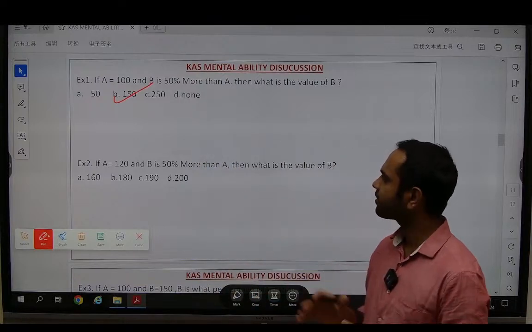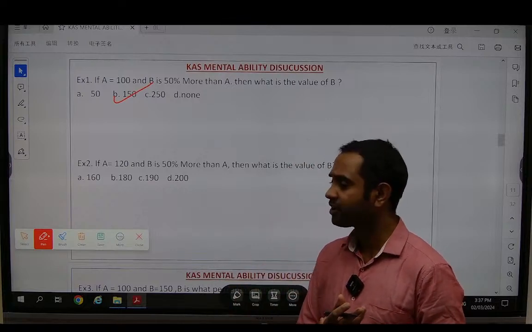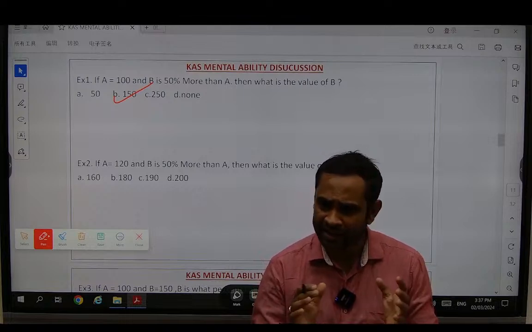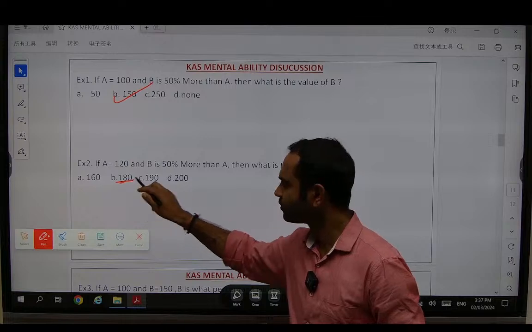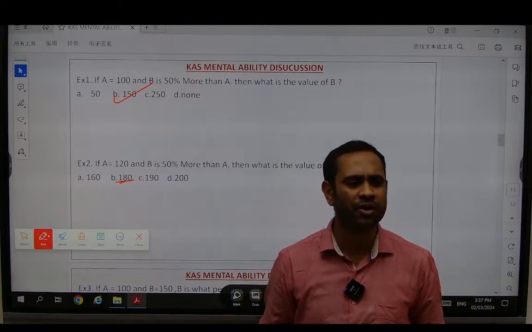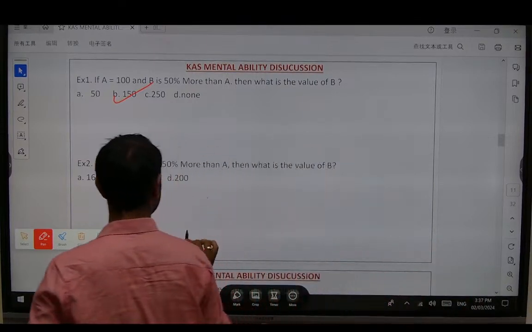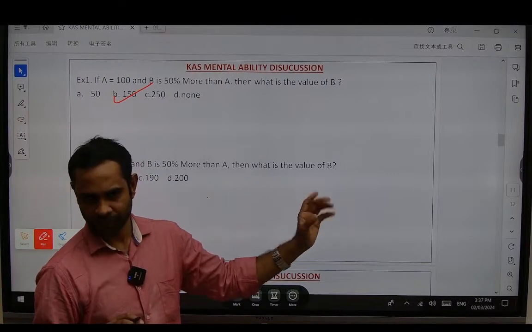Now if I ask, if A is equal to 120 and B is 50% more than A, then what is the value of B? 180, right? So how did it happen? 120, and then 50% of 120 will be what? 60, right?